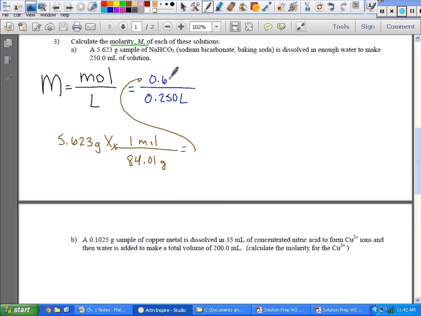Which gives you a final concentration of 0.268. Actually, no. There's 4 sig figs. So 0.2677 molar. BS, baking soda.